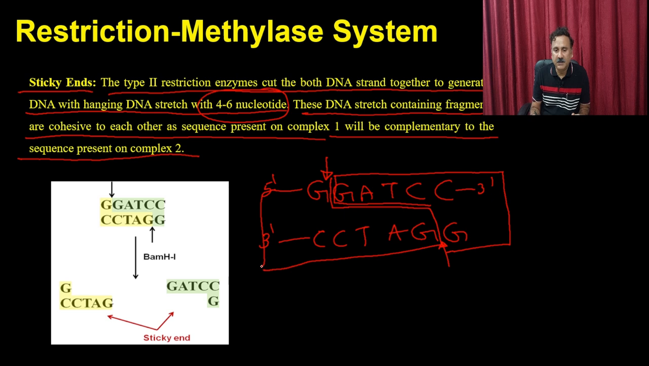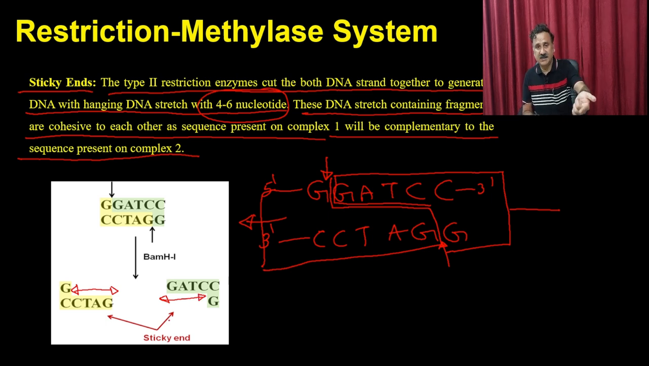So this fragment is going to have G, and then it is going to have an overhang. For the other fragment, it is going to have a G on this side and it is going to have this. So, you see here, you are going to have an overhang of this, and you are going to have a complementary overhang on the next strand.